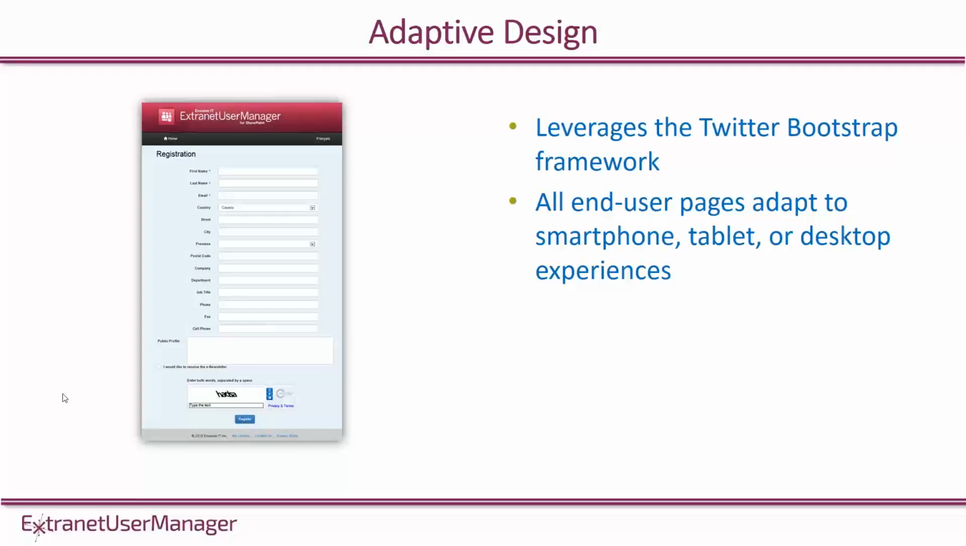Adaptive design, mobile first is the buzzword you hear from everybody. It's really big at Microsoft. Everything needs to be targeting a mobile platform. So all of our end user pages are built using the Bootstrap framework, very common CSS framework for building mobile friendly sites. So the pages morph and respond to the form factor of the device that they're on and work very well from that point of view.